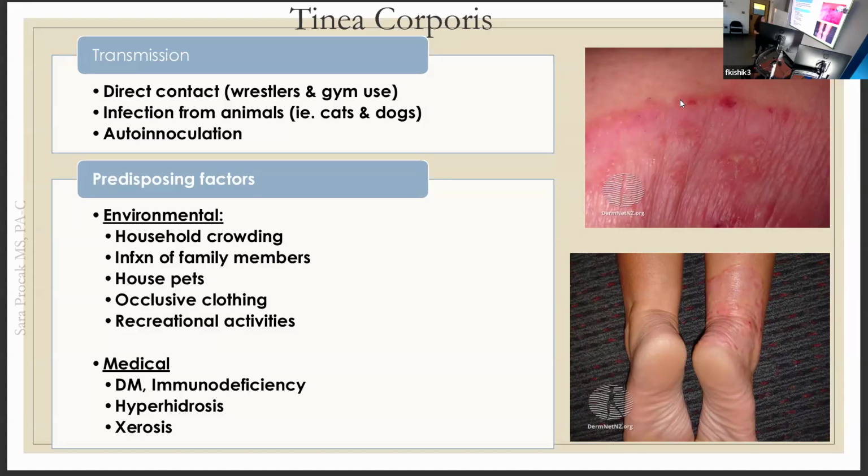It can be spread from animals, from pets, from other people in the home. You can also auto-inoculate different areas. So if you have, say, tinea capitis, and you're scratching and picking at that area, and then you scratch your arm, now you have tinea corporis. You can spread it around. That's not uncommon with these fungal infections. Other medical reasons: anything that causes immunosuppression can lead to a fungal infection. Hyperhidrosis, excessive sweating, can also lead to it, especially in the axilla. This is an occlusive area, just a good place for it to grow. And then xerosis, dry skin. Any kind of compromised skin barrier can allow the dermatophyte to get in.